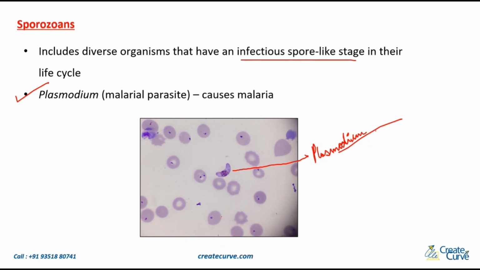So here what you see, the other things are all the red blood cells. This is the blood sample. And what you can see here, this is the Plasmodium, the one which is here, moon shaped.